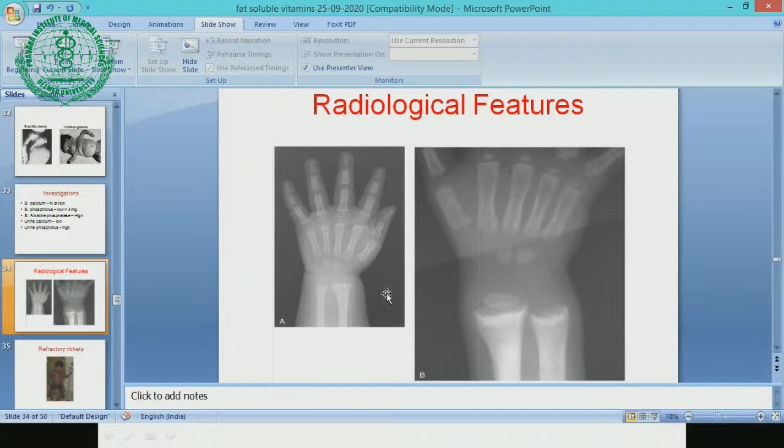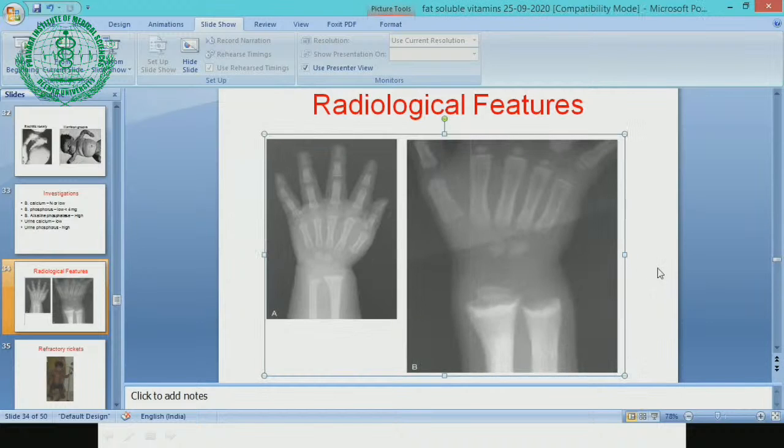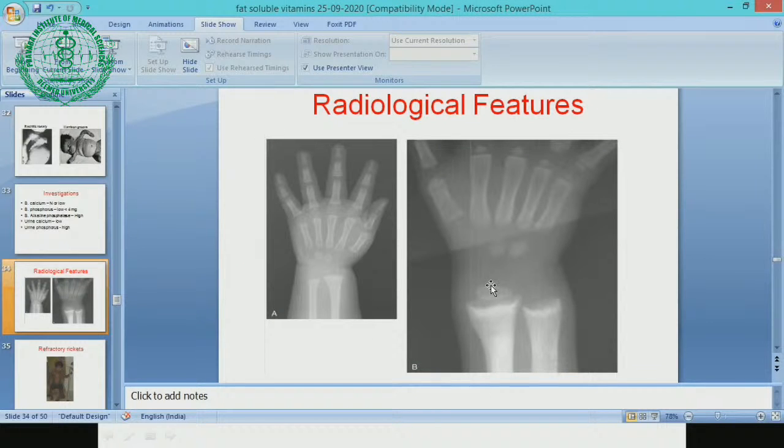On the left side you can see the normal X-ray of the child's wrist with radius and ulna and one or two carpal bones. Now you can see classical cupping, fraying and splaying. Splaying is widening, cupping means the metaphysis is concave, isn't it? This is metaphysis, this is epiphysis, this is epiphysis, this is metaphysis and this is diaphysis.